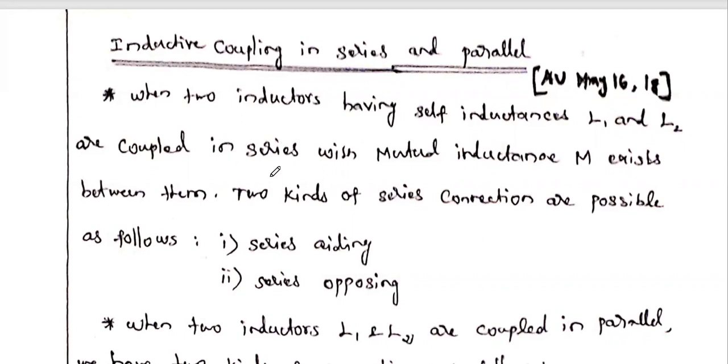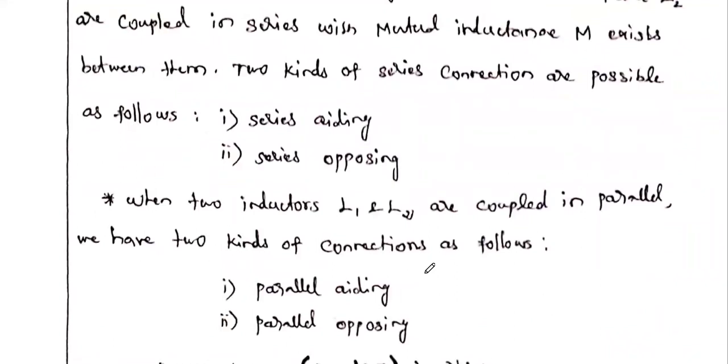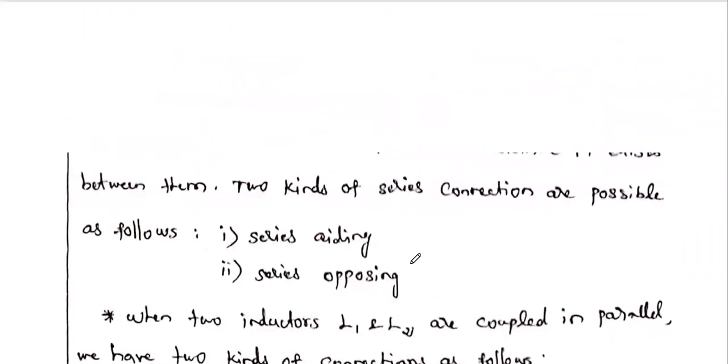Okay, so now we will see our topic. Here we are considering four cases: series aiding, series opposing, parallel aiding, and parallel opposing. So what does that mean?